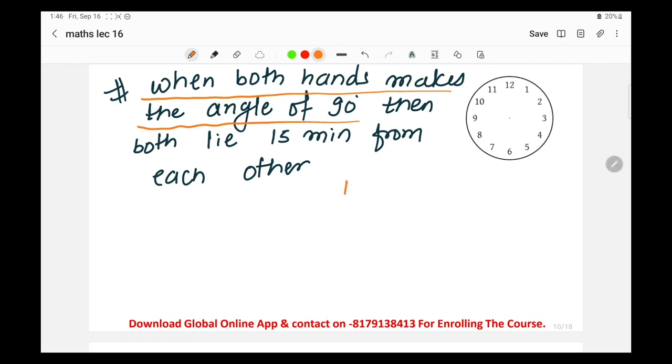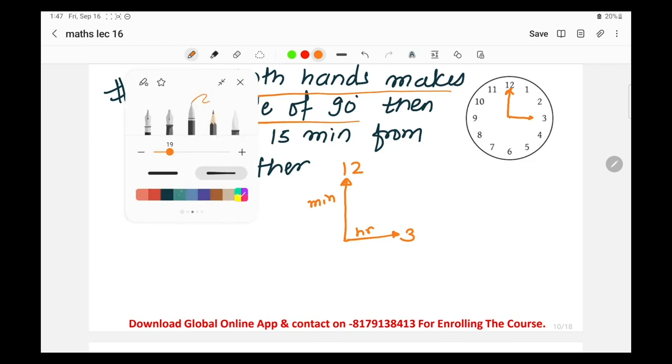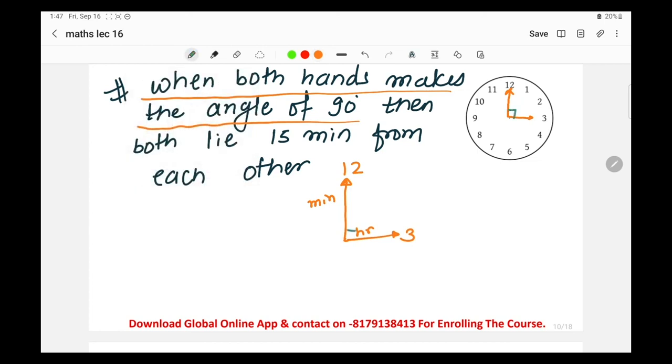For example, if the time right now is 3 o'clock, this is 3, this is 12. This is called the hour hand and this is the minute hand. The time is 3 o'clock, right? Now we can find that both hands are making an angle of 90 degrees over here. Next, we can see that when both the hands are making 90 degrees, then they have a time difference, or we can say both are lying 15 minutes away from each other.